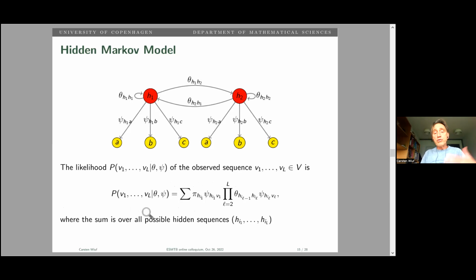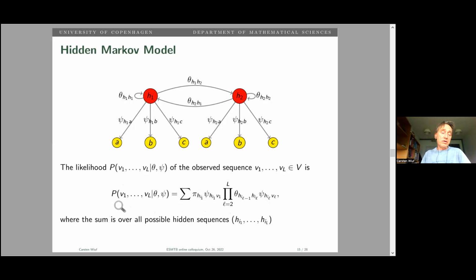Well, we don't observe the hidden states, that's why it's hidden. So to calculate the probability of an observed sequence, say here V1 up to VL, we need to sum over all possible hidden sequences and multiply by their probabilities. So that is what is stated here. There's a sum over all possible hidden states, and then the probability of the hidden sequences multiplied by emitting the respective symbols in the given states.